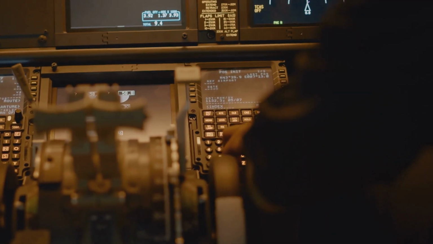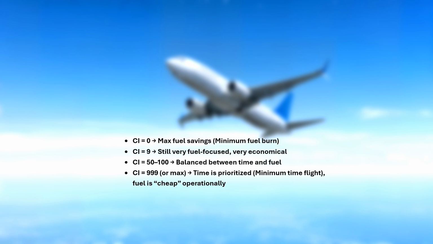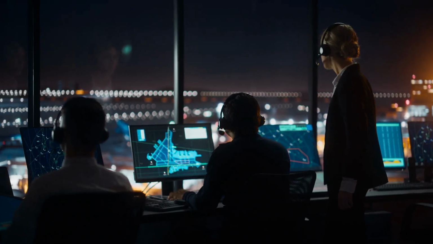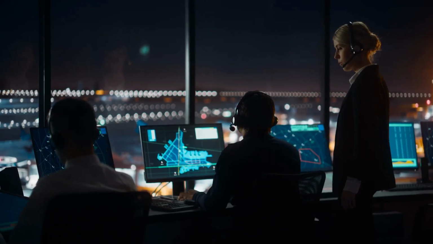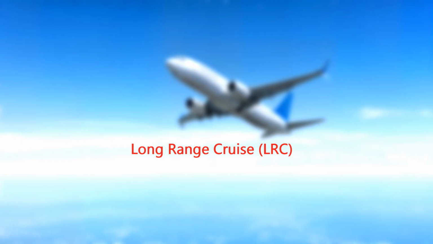Now let's talk about the cost index. It's basically a ratio of time-related costs to fuel costs. When the cost index is set low, the priority is on saving fuel, which means flying at slower cruise speeds. On the other hand, a high cost index puts more emphasis on saving time, so the aircraft will cruise faster, even if that means burning more fuel. Airlines will tweak this index depending on things like fuel prices, schedules, and, well, various operational constraints.